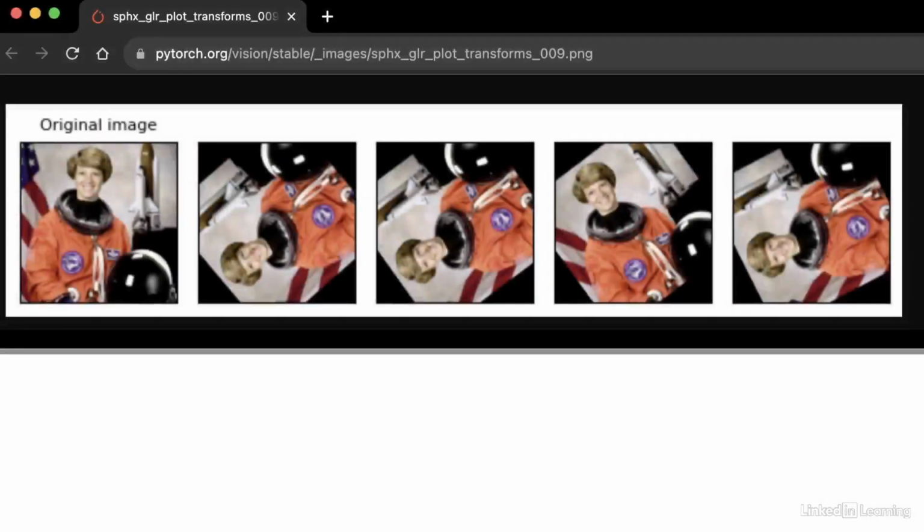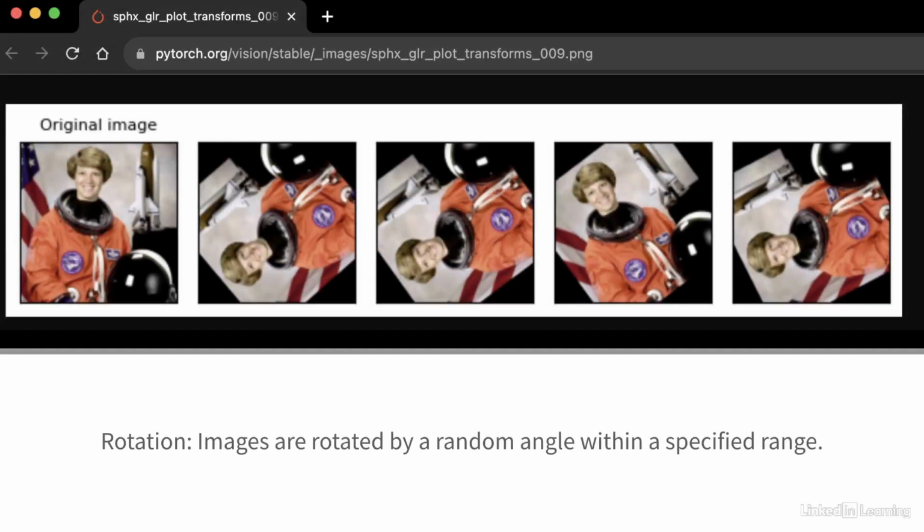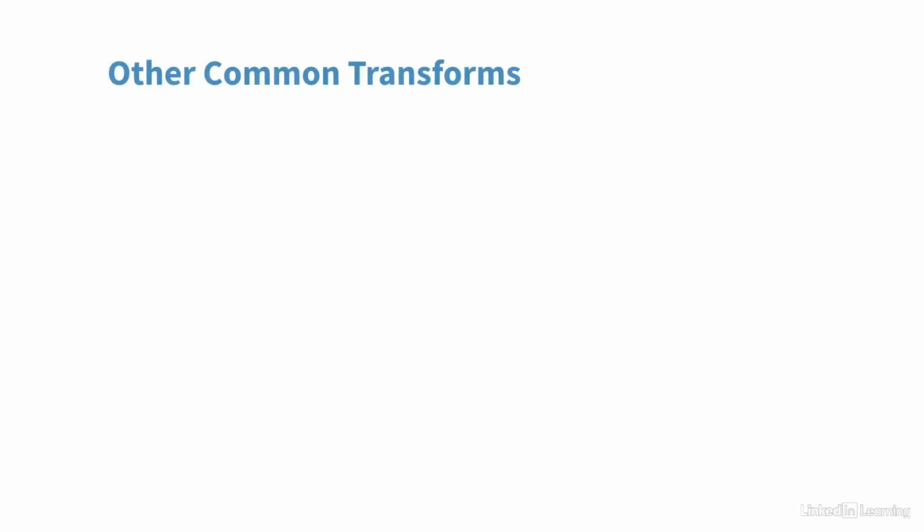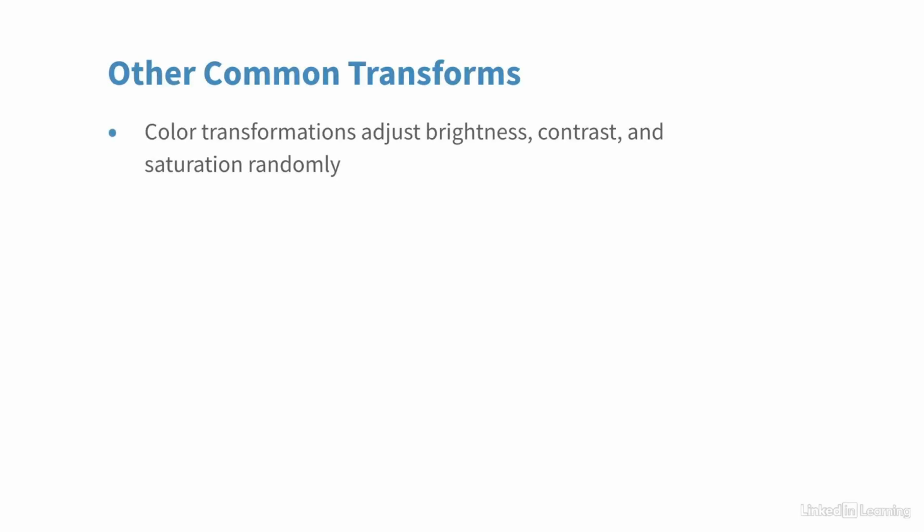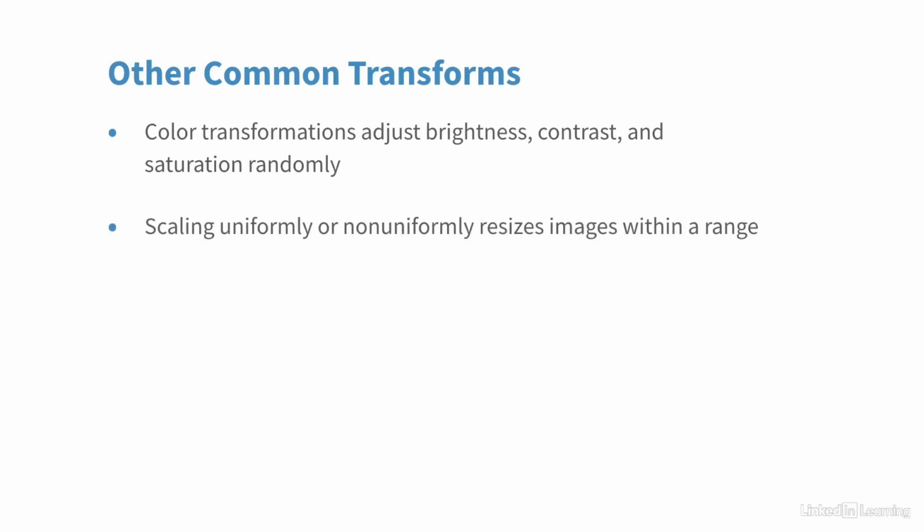Next is rotation. So in rotation, the images are going to be rotated by a random angle within some specified range. Some other common transformations include color transformations that adjust the brightness, contrast, and saturation of an image. Or you can also scale images uniformly or non-uniformly within some range.